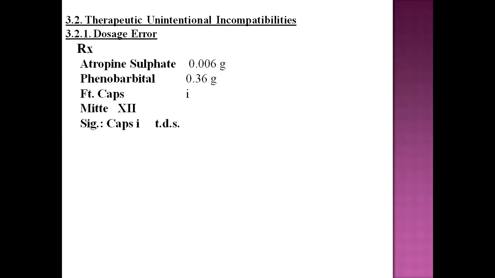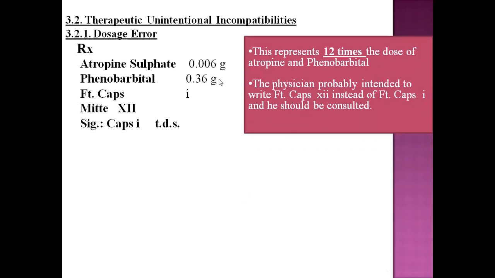Therapeutic unintentional incompatibility can be classified into dosage error. For example: atropine 0.006 grams, phenobarbital 0.36 grams, fiat capsule number one. This means that one capsule contains 0.006 grams of atropine sulfate and 0.36 grams of phenobarbital. Mitte XII means give or prepare 12 capsules, and signature: one capsule to be taken 3 times daily. However, this amount of atropine sulfate and phenobarbital is enough to make 12 capsules, not only one.